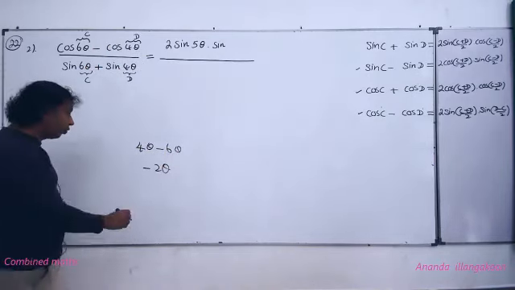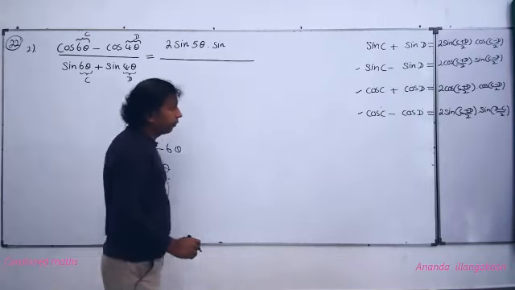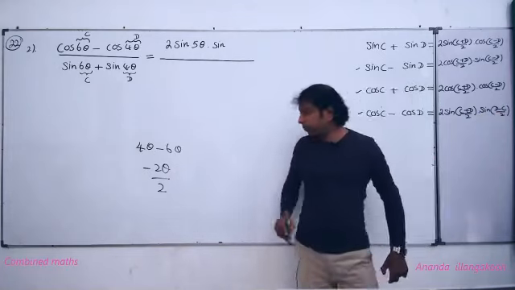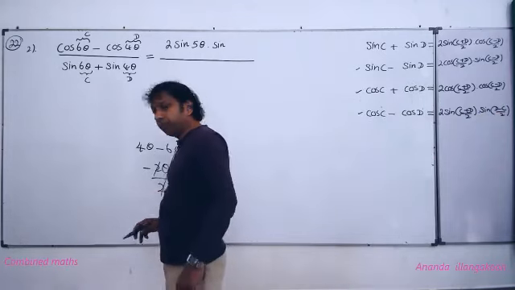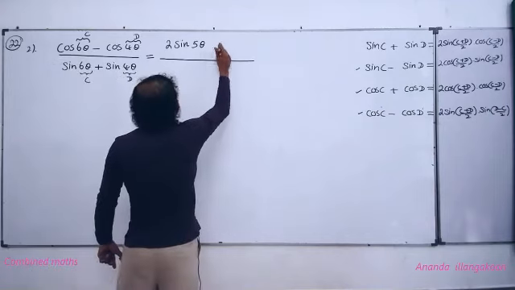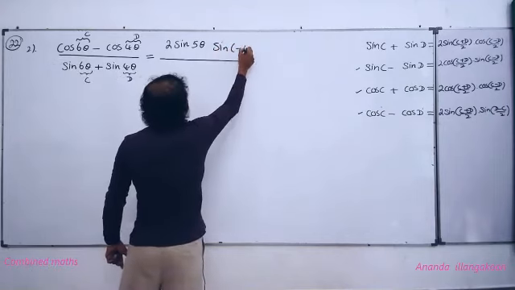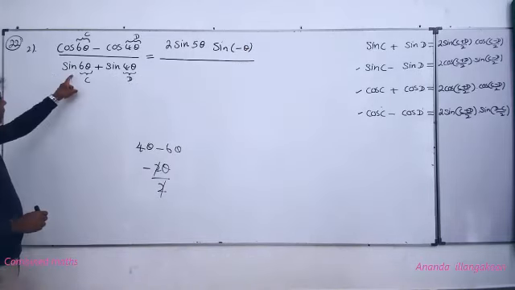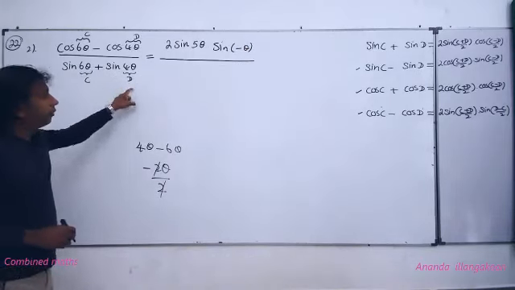But furthermore, that should be divided by 2. Because here we have D minus C, that difference should be divided by 2. Then this and this you can cancel down. Then we get minus theta. Sin minus theta. Right. This one, sin C plus sin D. It is this.